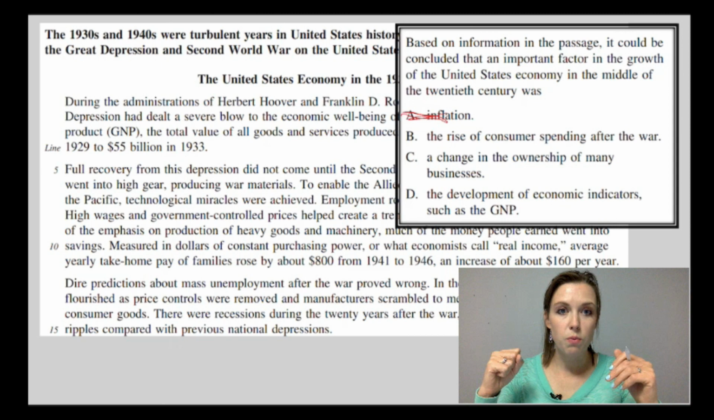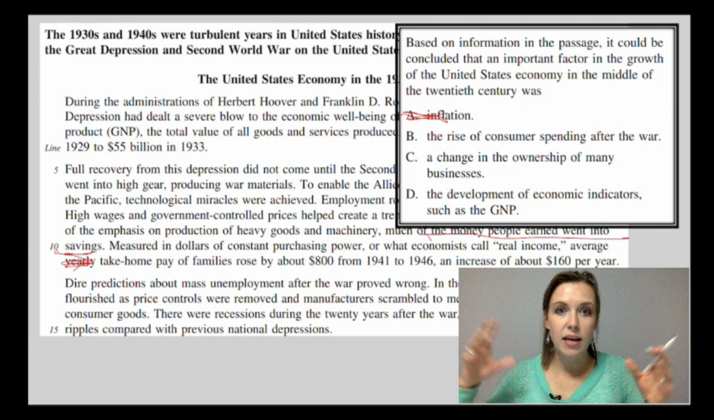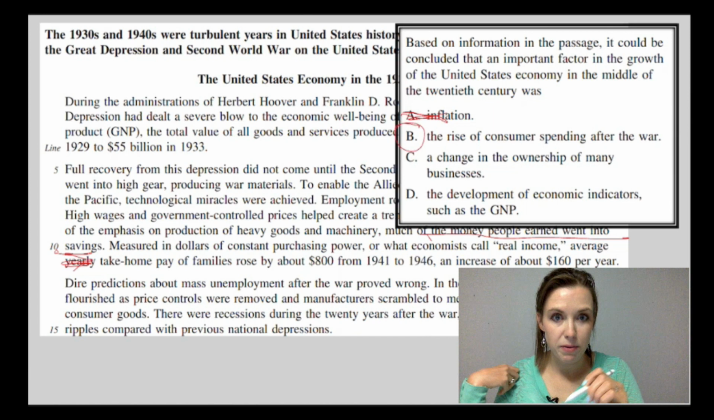A lot of people during World War II, it said, were kind of saving their money, right? Here it says much of the money people earned went into savings. The war ended, and then they started spending the money, and the economy increased. So the answer is B, but let's look at the other ones here.